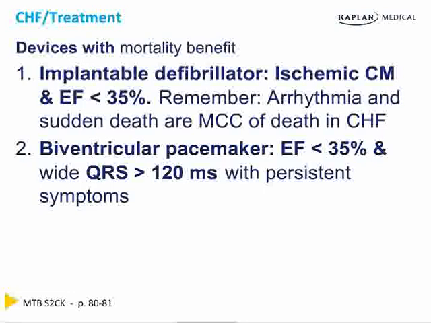However, biventricular pacemaker, to get the heart resynchronized, only works for a very narrow circumstance. And that narrow circumstance is a low ejection fraction and a wide QRS. That's it. So this is not for the general population of people with congestive failure. It's for this narrow population of low ejection fraction and wide QRS.